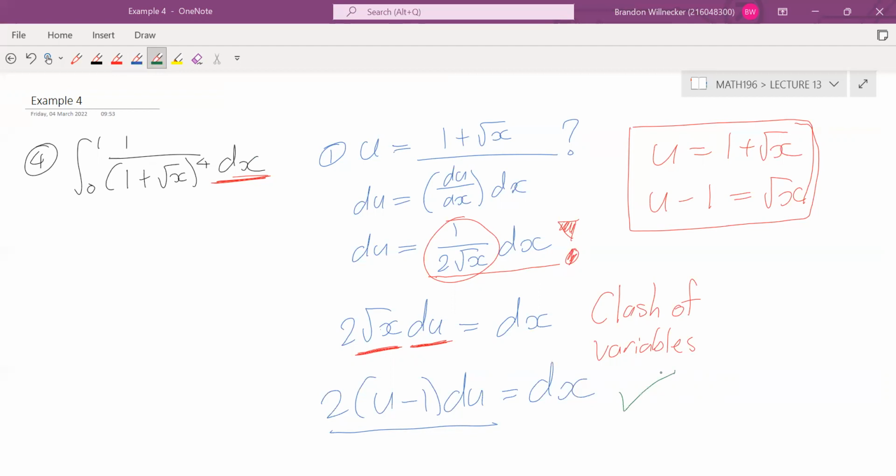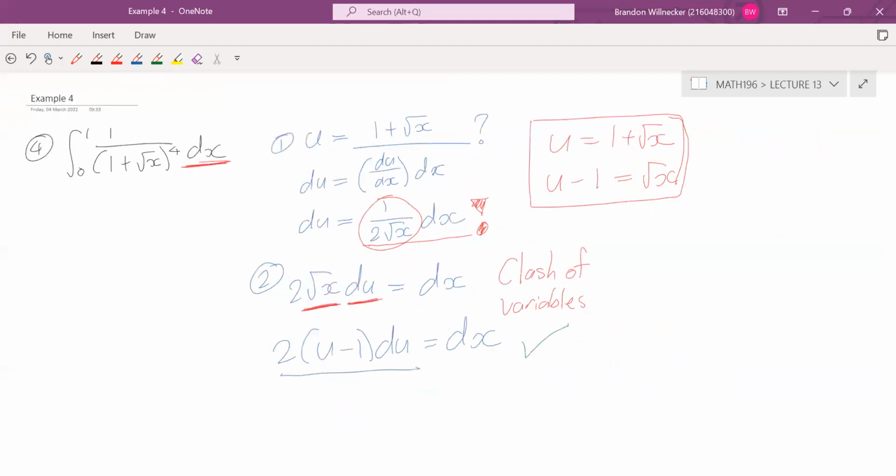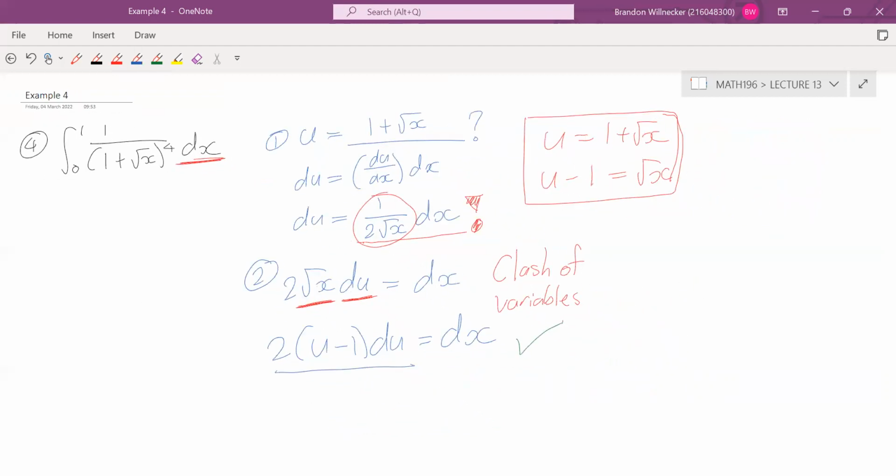Okay, are there any questions about what I did there? Okay, cool. So that was step 2 done. Now we need to do step 3 where we change the bounds. So step 3, the old lower bound was x is equal to 0. So the new lower bound is going to be what? What are we going to get for that?